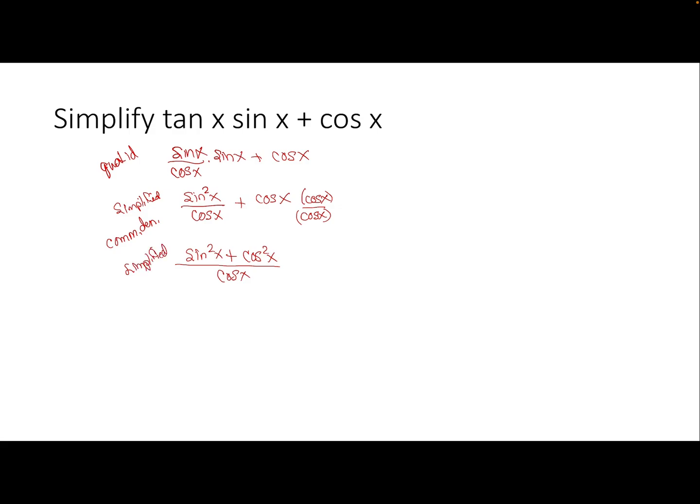But what is the sine squared of x plus the cosine squared of x? That's a Pythagorean identity. It is 1. So if I take 1 and divide it by the cosine of x, I have a reciprocal identity that says that that is the same thing as the secant of x.